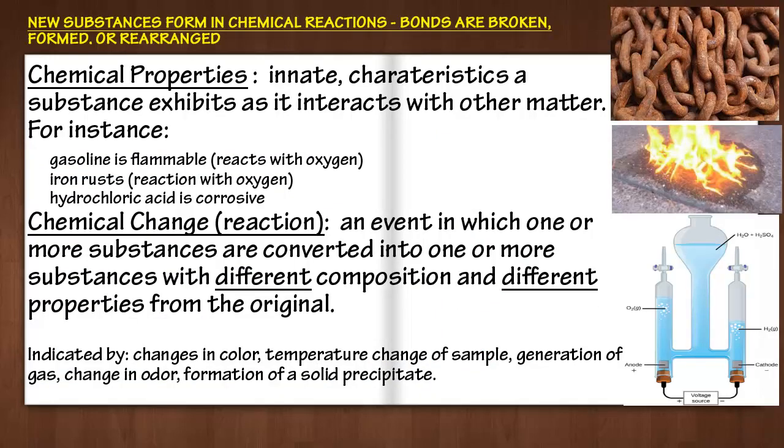Now, in contrast to physical properties, chemical properties are innate characteristics that a substance exhibits when it interacts with other material or other matter. For instance, we all know that gasoline is flammable. This is because it reacts with oxygen to carry out a chemical reaction. This is a chemical property of gasoline. Iron rusts. If you leave it out, it's also a reaction with oxygen, oftentimes mediated by water, but it's an example of a chemical property of iron. Hydrochloric acid's corrosive, another chemical property.